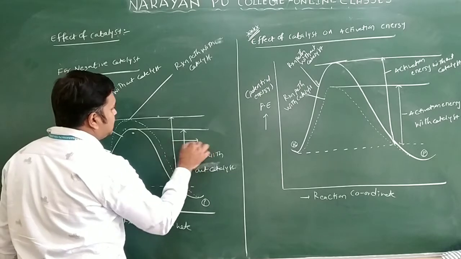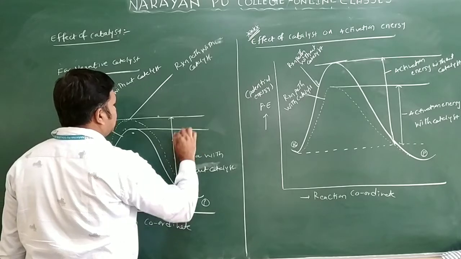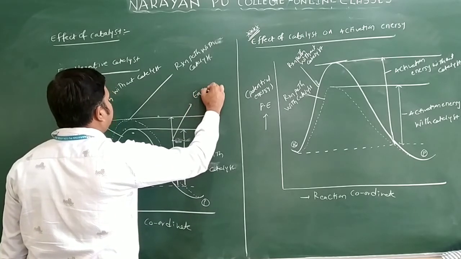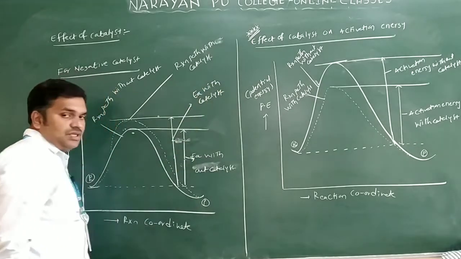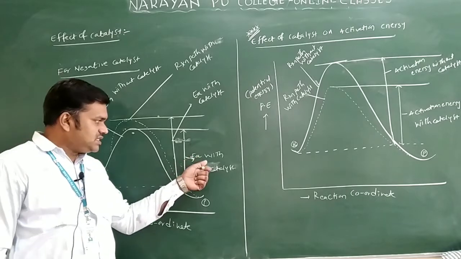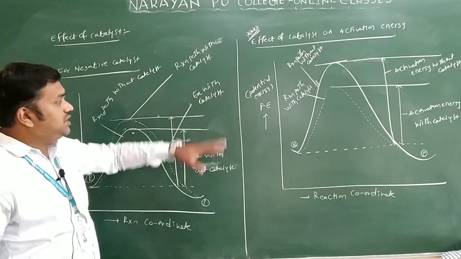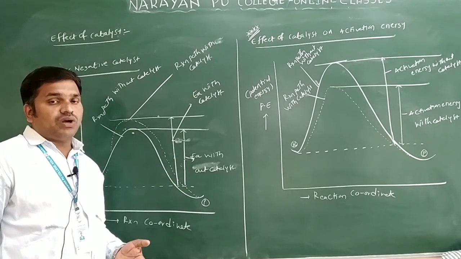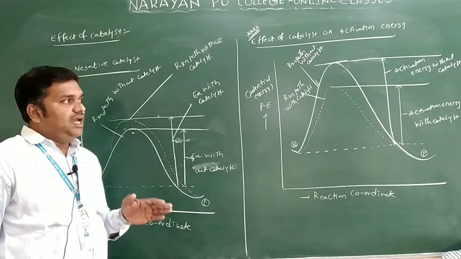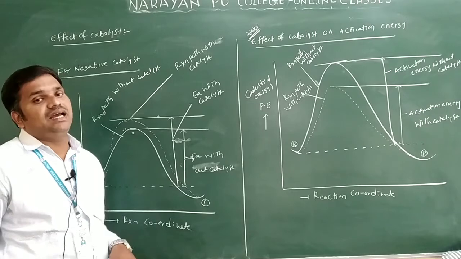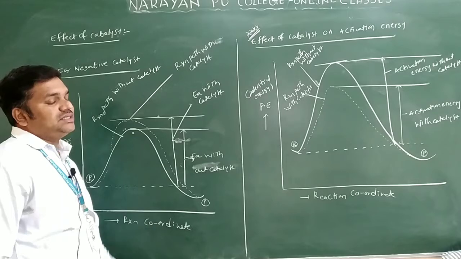Otherwise I'll write it here: this is the activation energy with the catalyst. So here you can see the activation energy without catalyst and the activation energy with catalyst. Which one has the highest activation energy? The activation energy with catalyst. In this case, I already told you the negative catalyst increases the activation energy and decreases the rate of reaction. Here the negative catalyst is there, so the activation energy is more, so it decreases the rate of reaction.